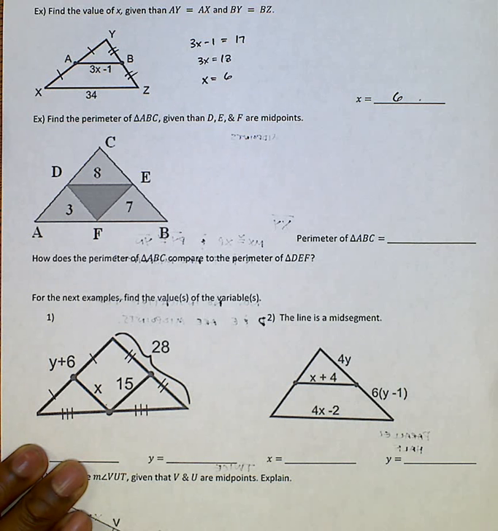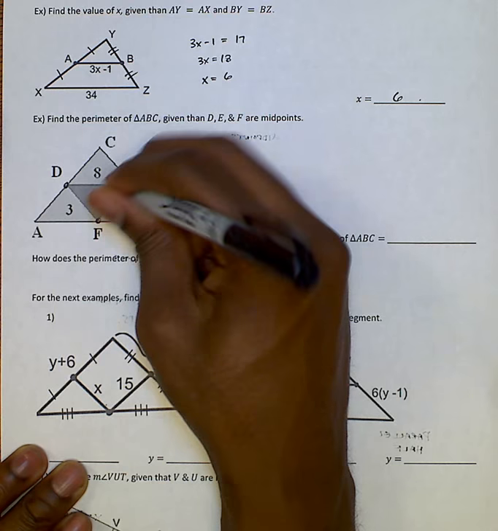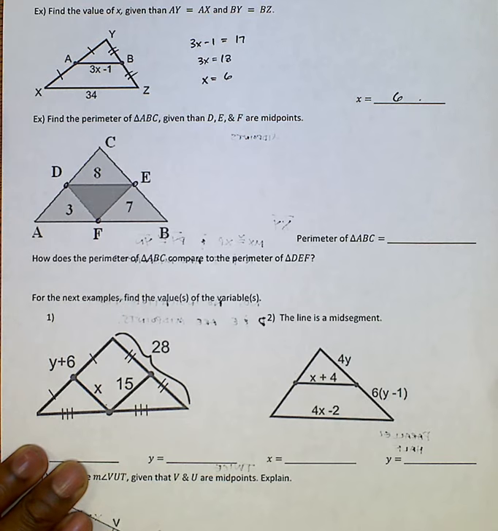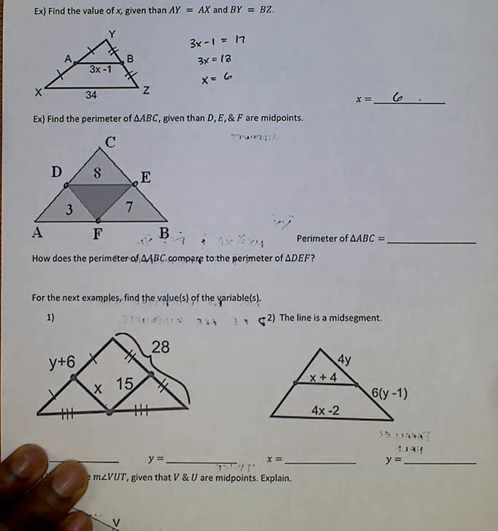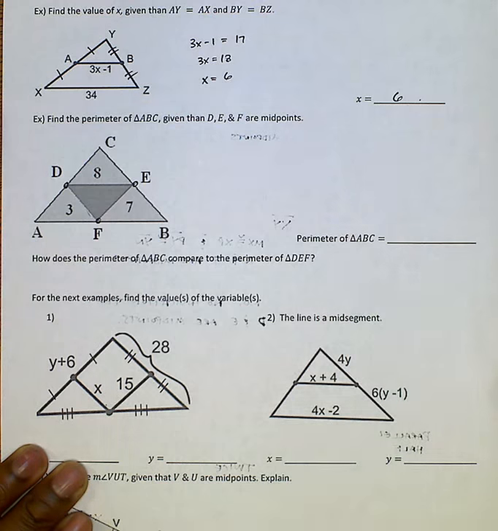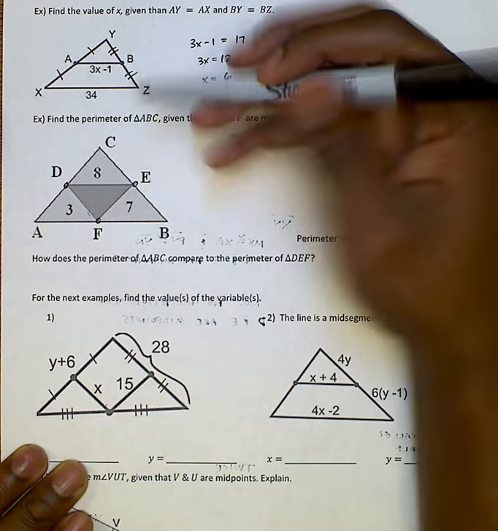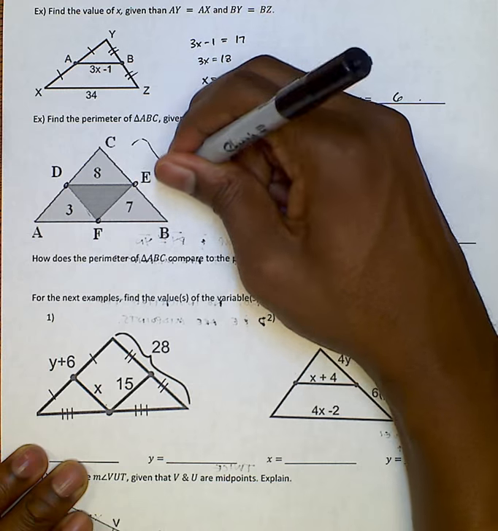All right. Next example says find the perimeter of triangle ABC given that D, E, and F are midpoints. So basically saying all these segments in here are midsegments. And that helps us because, again, we know that these midsegments are half the length of their parallel sides. So if DF is 3, what side is it parallel to? Well, DF is parallel to BC. So 3 is half of BC. That means I know that BC is 6.